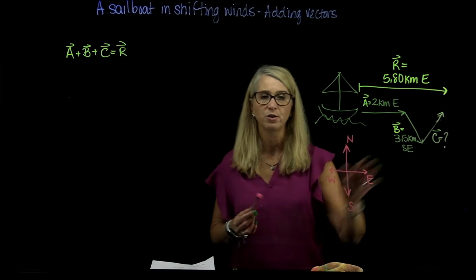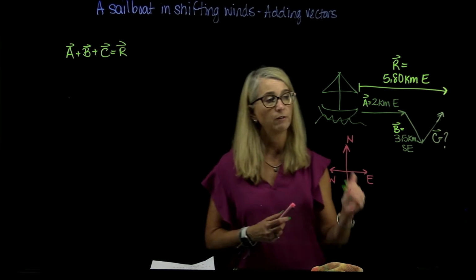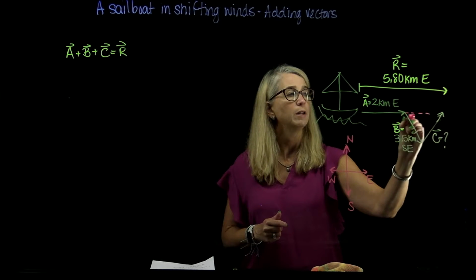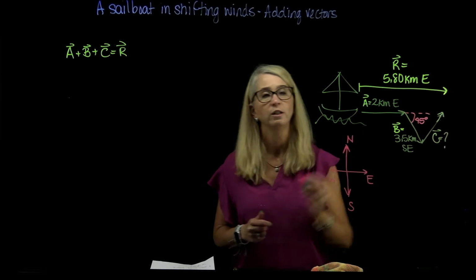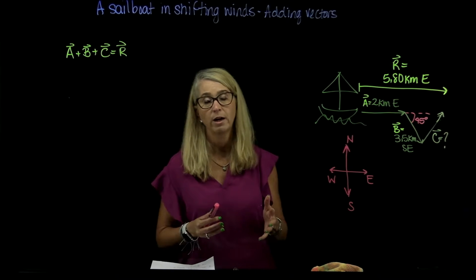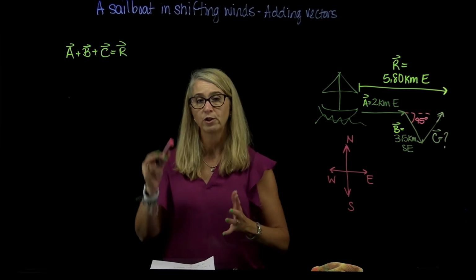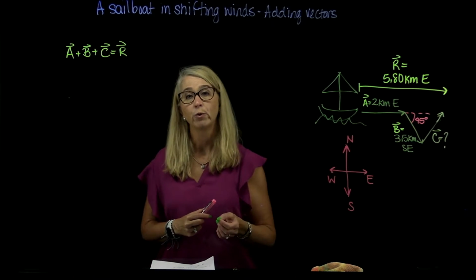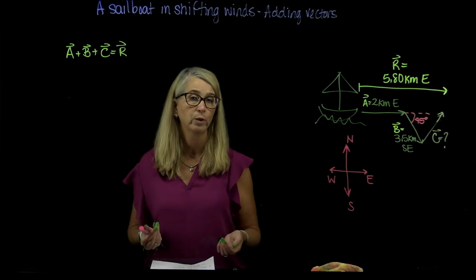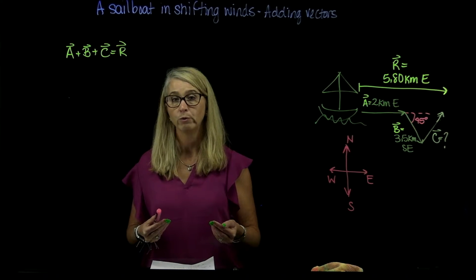So what it does is it starts off and it just goes 2 kilometers straight in the east direction. Then the winds shift and it travels 3.5 kilometers in the southeast direction. Now, when we're talking about directions, southeast or northeast or northwest or southwest, whenever you see a direction indicated like that, it means it's directly in between the two directions. So southeast means it's at a 45-degree angle measured from the east or measured from the south. Same thing with those other directions.